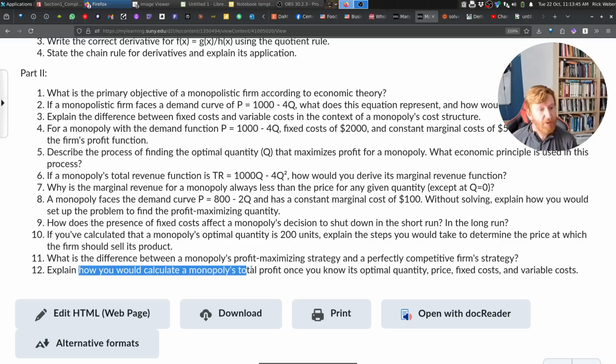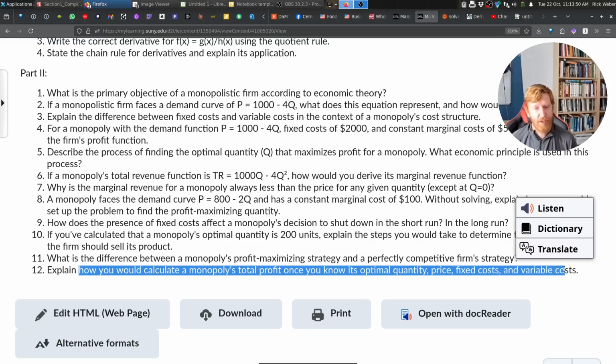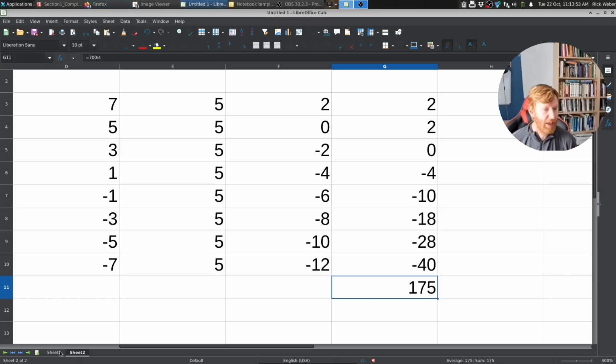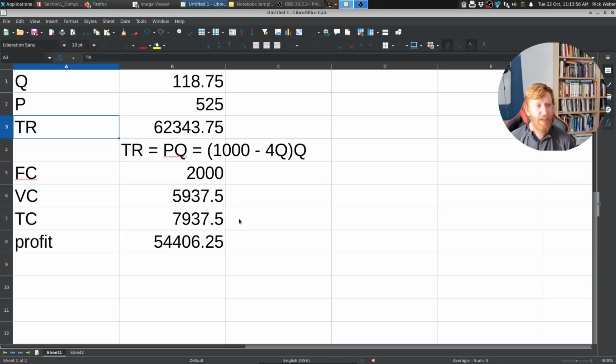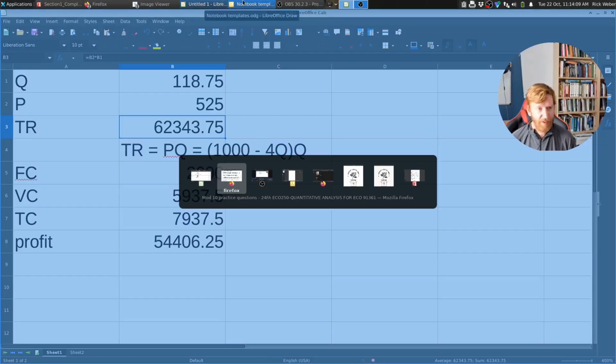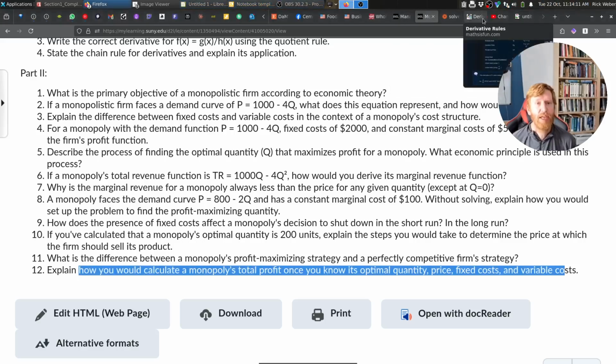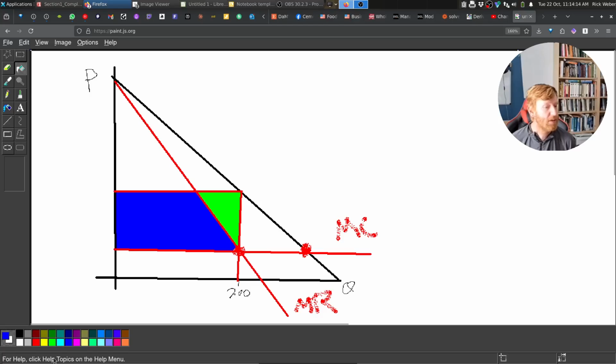All right, finally, explain how you calculate a monopoly's total profit once you know its optimal quantity, price, fixed costs, and variable costs. Well, hey, we've already done that. We've set this up in Excel. Once we find the quantity, we can use that to find the price based on the demand curve. With those, we can find the total revenue, quantity times price. Graphically, this is the area of a rectangle, the rectangle of green, blue, and magenta. That is price times quantity.